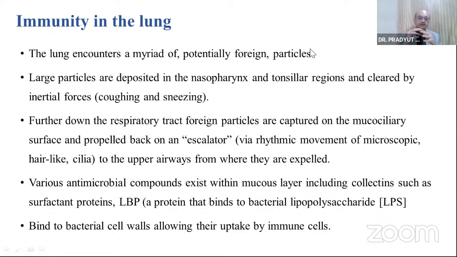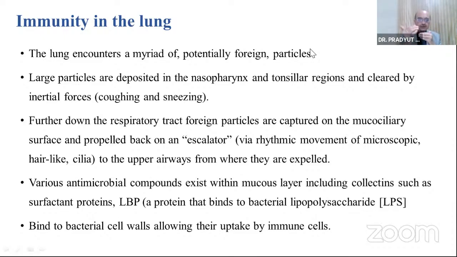Also, there are a number of antimicrobial compounds, that is, compounds which act on the bacteria itself. These antimicrobial compounds exist within the mucus layer. Examples are surfactant proteins and lipopolysaccharide-binding protein, or LPS-binding protein, which binds to the bacterial cell walls, allowing their uptake by immune cells like macrophages.